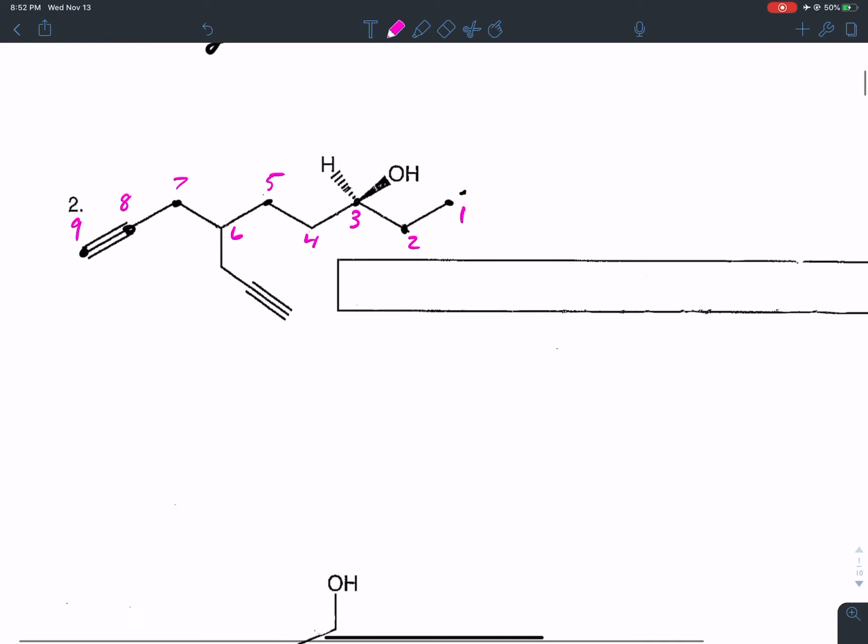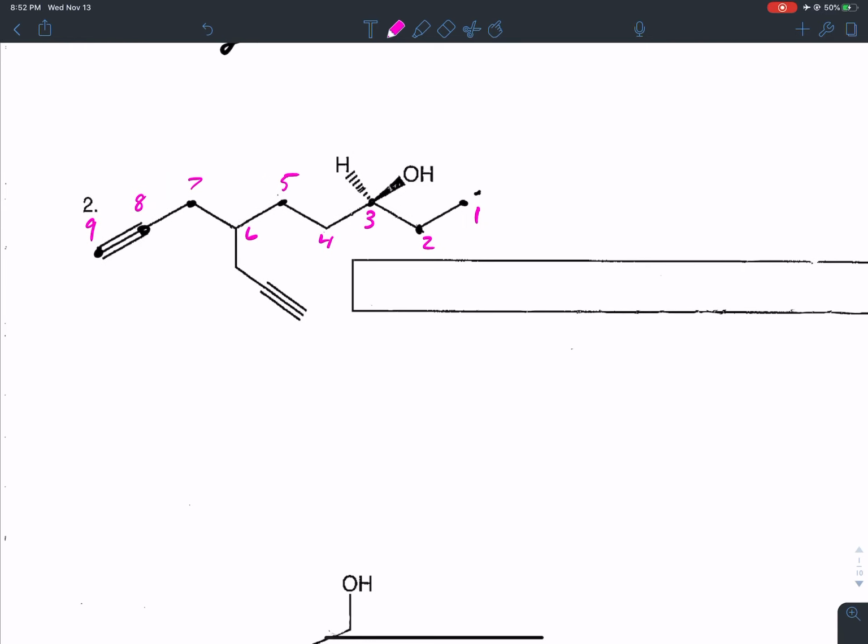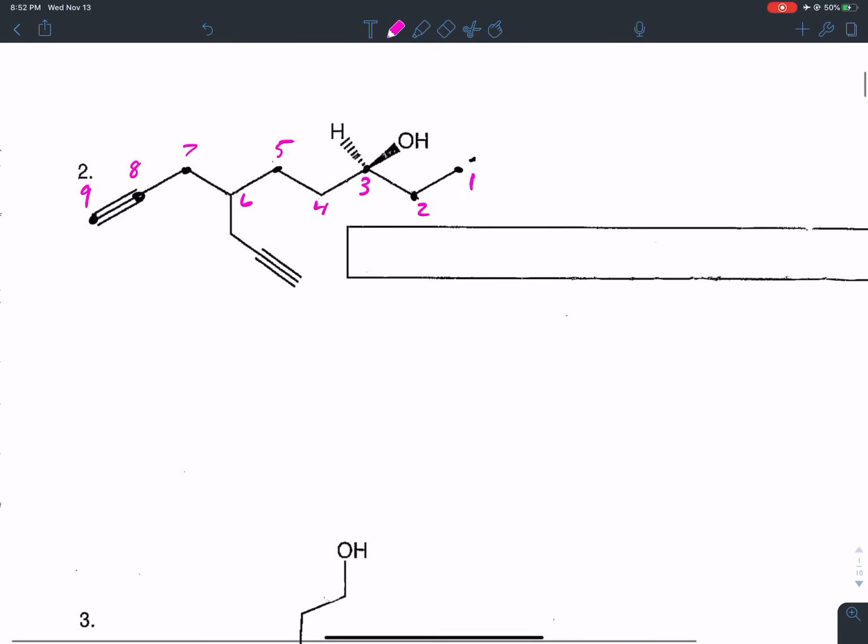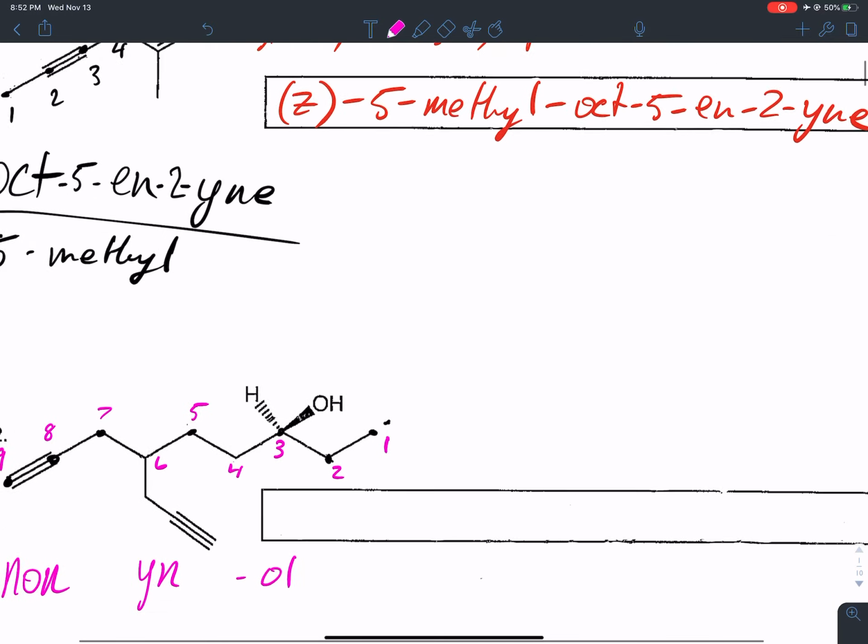What is the parent name of an alcohol? It's going to have "ol" at the end, OL. And how many carbons are in this thing? We have 9 carbons, so it's going to be non. So this is going to be an yn-ol.